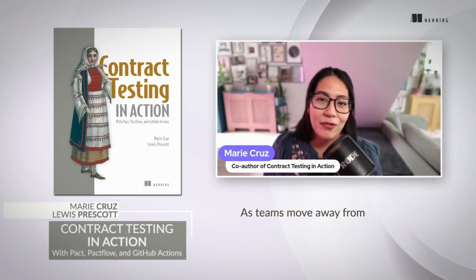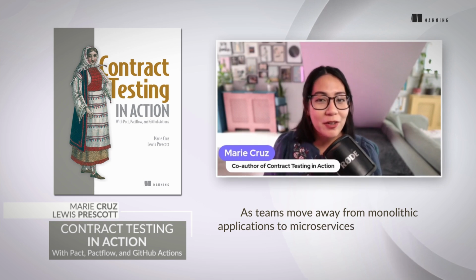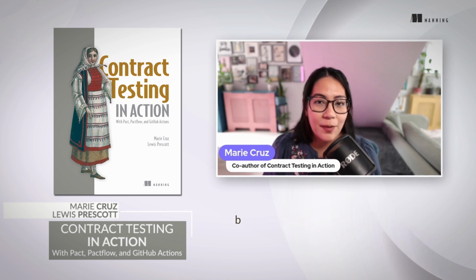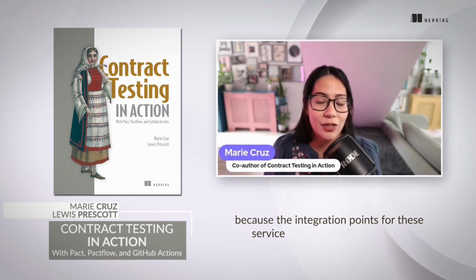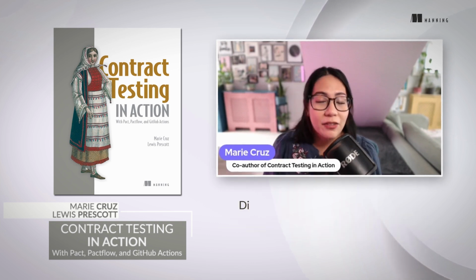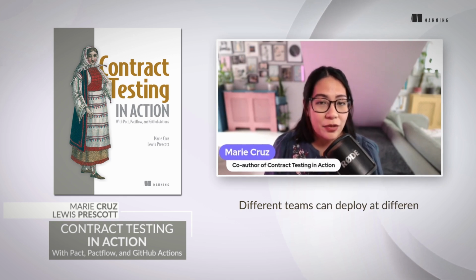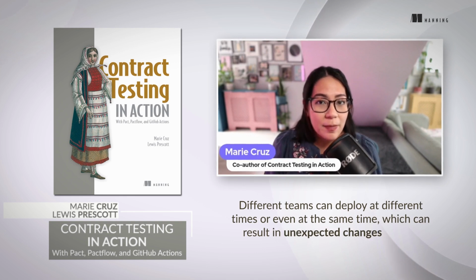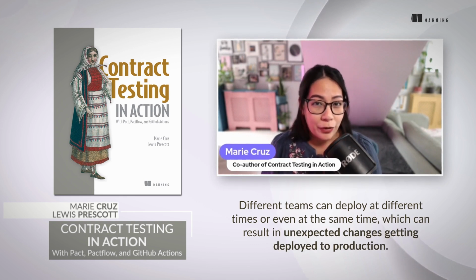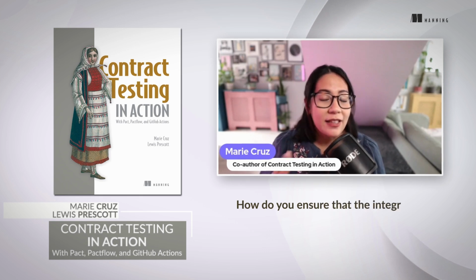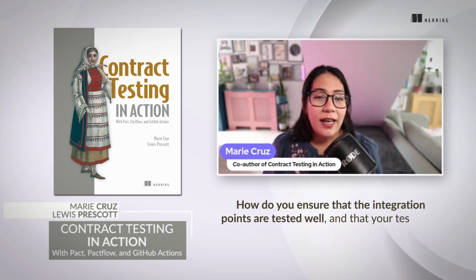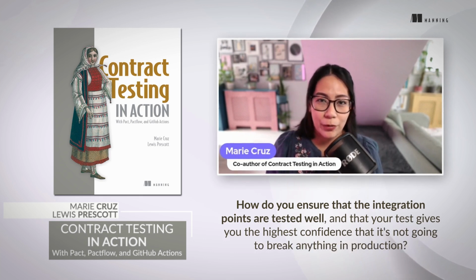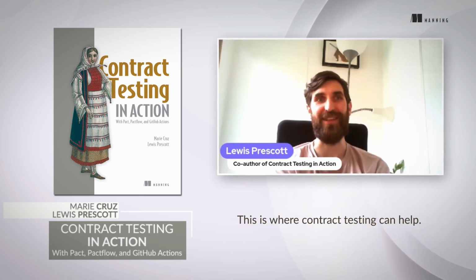As teams move away from monolithic applications to microservices architecture, they face new challenges when it comes to testing because the integration points for these services increase exponentially. Different teams can deploy at different times or even at the same time, which can result in unexpected changes getting deployed to production. How do you ensure that the integration points are tested well and that your tests give you the highest confidence that it's not going to break anything in production? This is where contract testing can help.